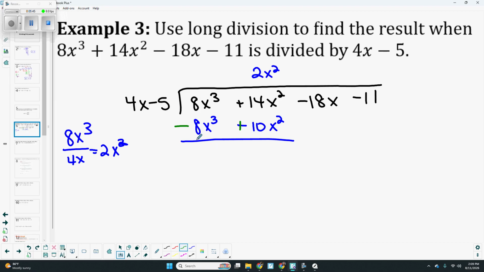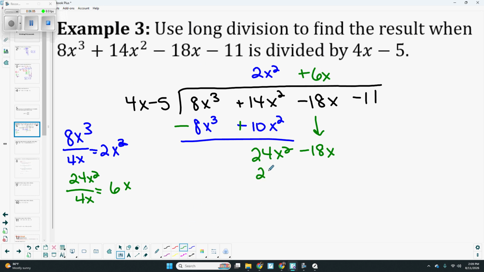So this cancels out, and now I'm left with 24x squared, bring down negative 18x. So I'm going to take the 24x squared and divide it by 4x. So 24 over 4 is 6. X squared over x is x. So plus 6x. Now multiply 24x squared minus 30x. And we are going to subtract.